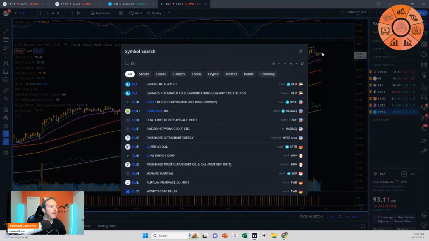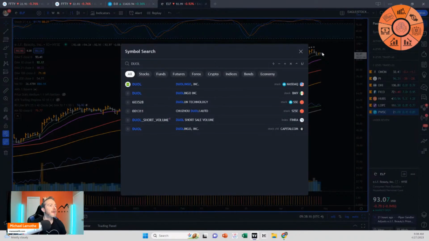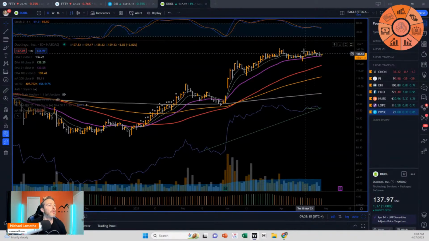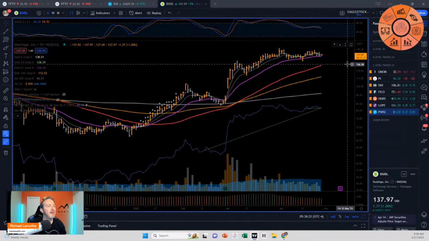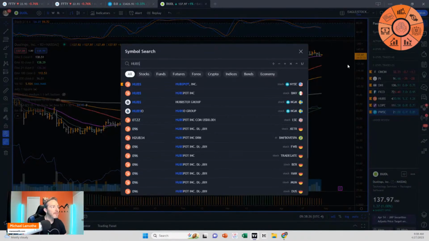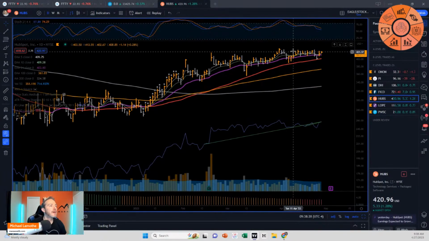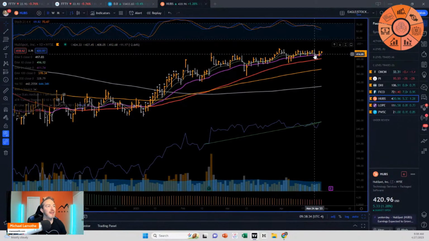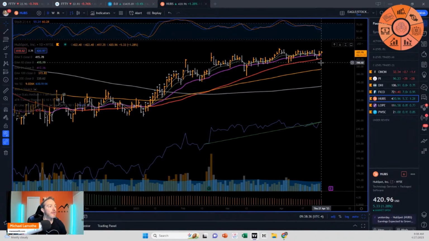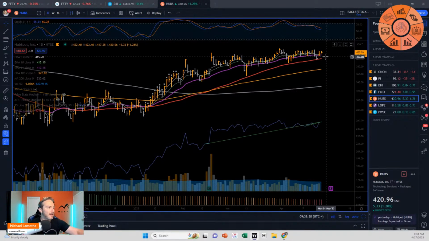So let's take a look at some of the stocks that ended up being losers, right? So Duolingo, I got into this early. That's just been chopping around sideways. There's been a lot of chop. Let's see. Hubs is one. Hubs has just been trading sideways. So I got in over here. I was shaken out of it the next day. Well, when you see choppy action like that, that's not a good thing.